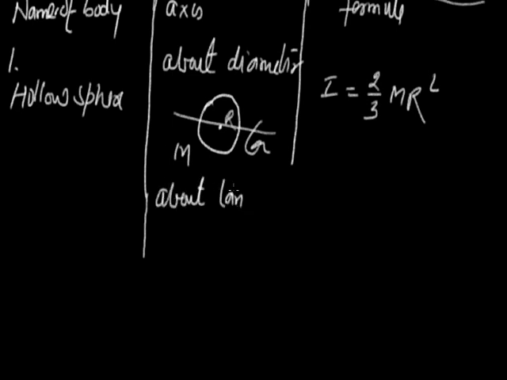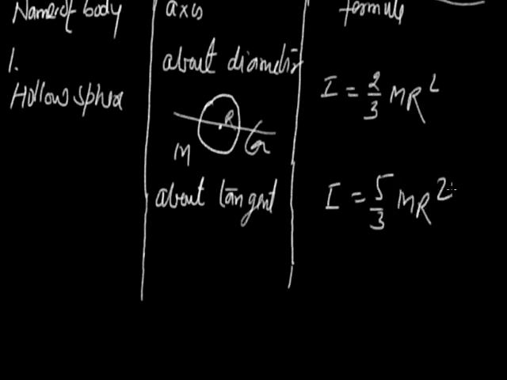Now the moment of inertia of a sphere about a tangent. We can also say that the moment of inertia I will be 5 by 3 mr square.